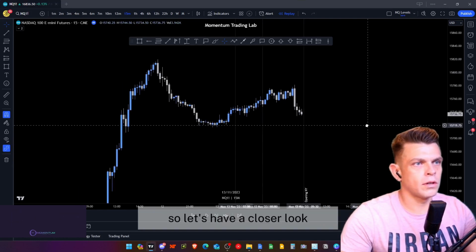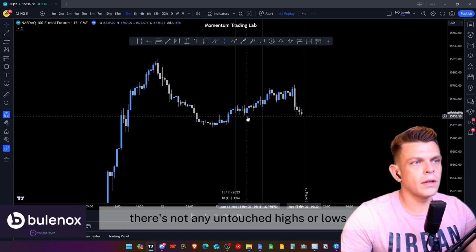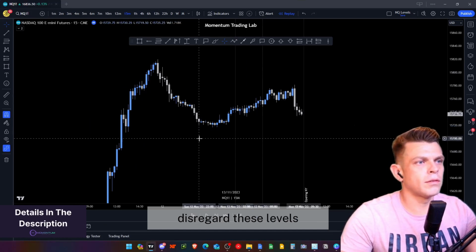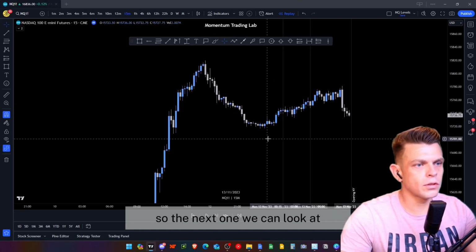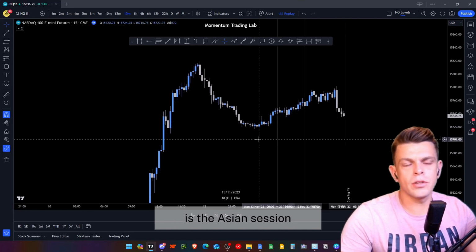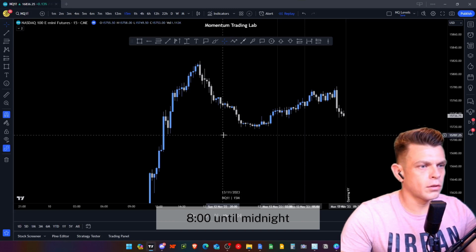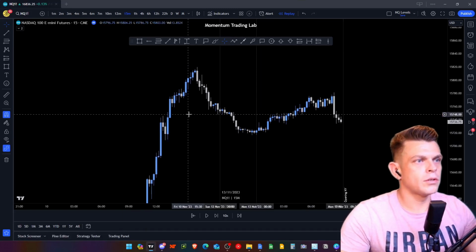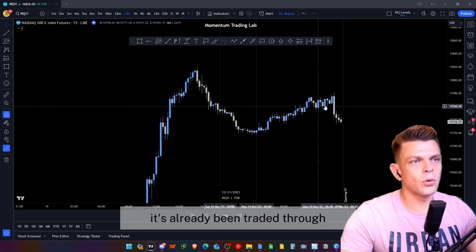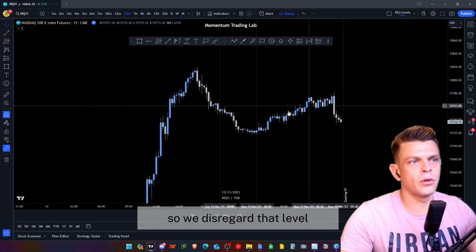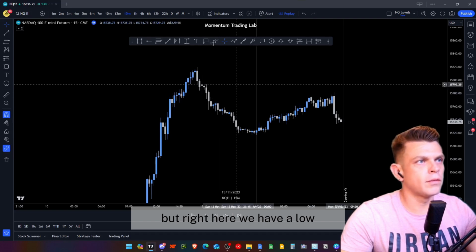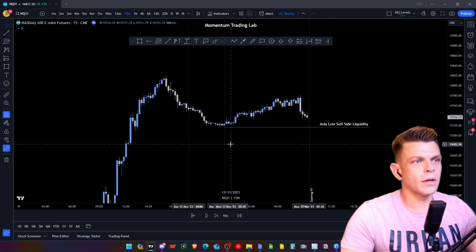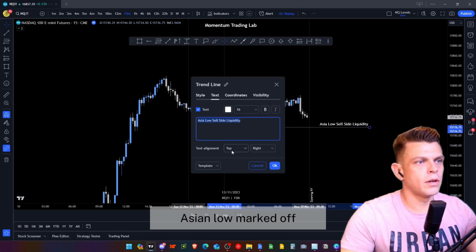Okay, so let's have a closer look. As you can see, there's not any untouched highs or lows. So we are just going to disregard these levels and go to the left more. The next one we can look at is the Asian session, which is from 8 o'clock until midnight. Let's remove the London session lines. All right, so right there we have a high. It's already been traded through, so we disregard that level. But right here we have a low for the sell side liquidity, so we can focus on this low. Okay, so right here we have the Asian low marked off.